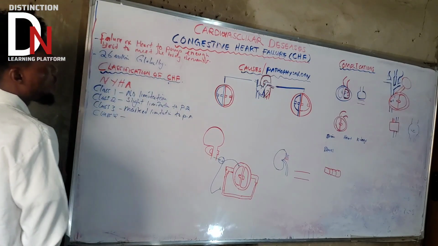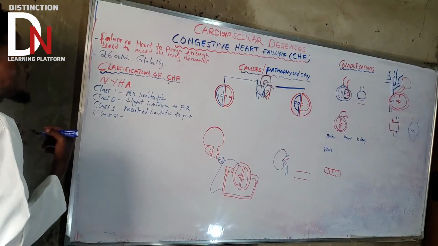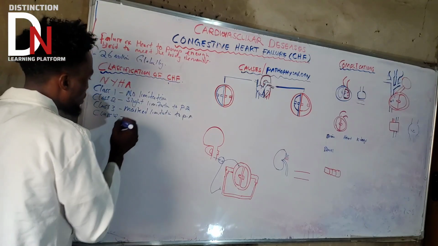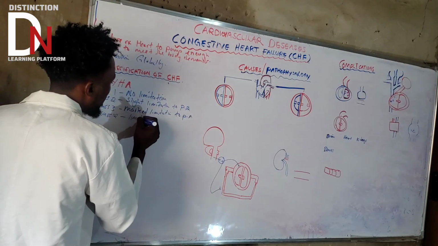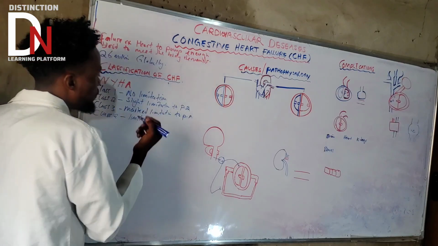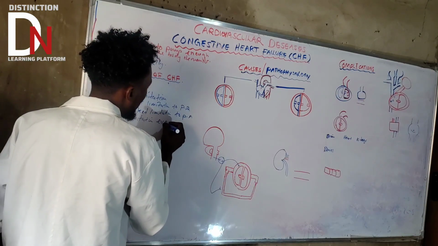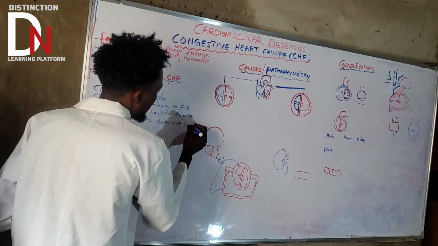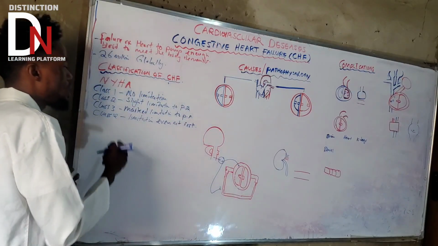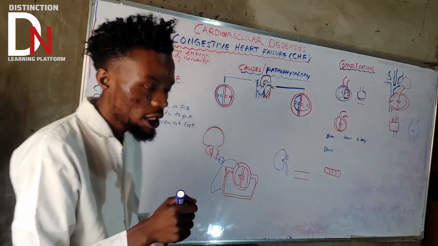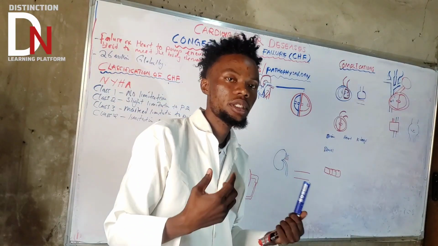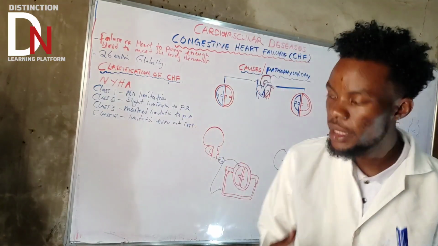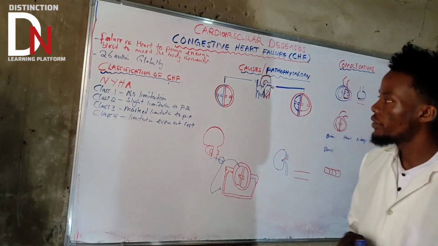Class 4 is what? Class 4 basically means that even if they are at rest, there will be limitation. Even when they are resting, they will be showing symptoms. And this is the end stage of heart failure, they say stage H. So that is the end stage of heart failure. Very, very important.